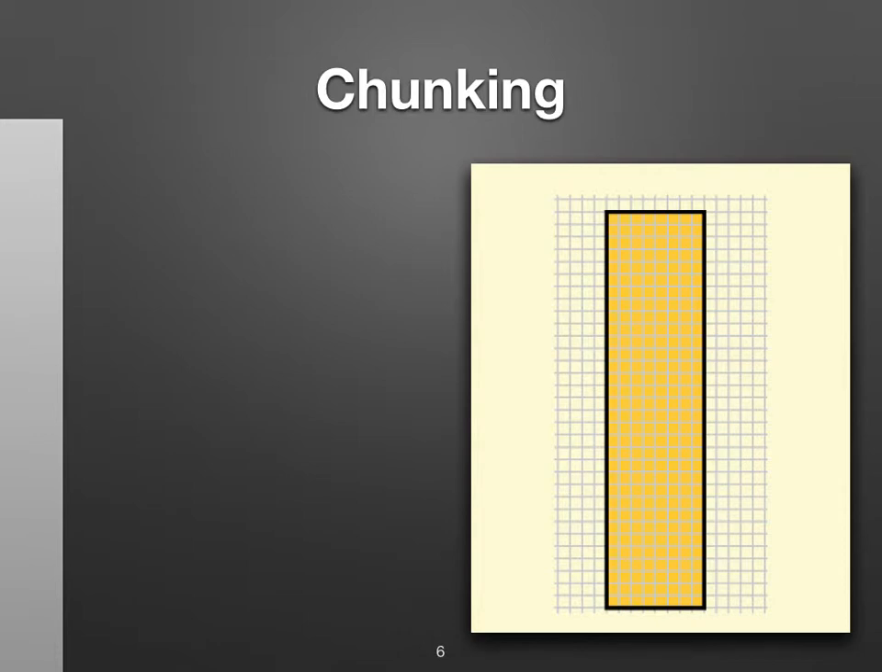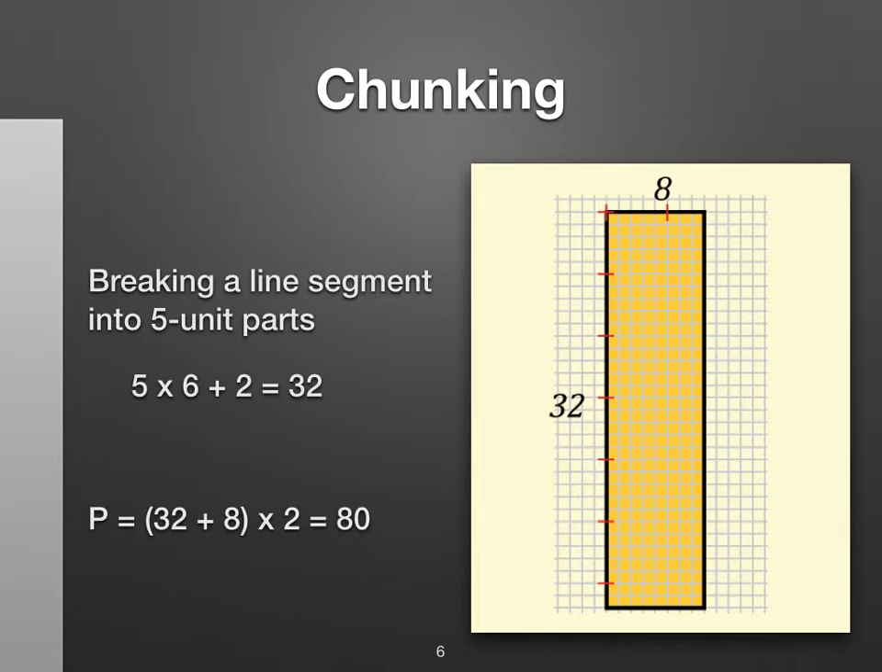Chunking. When the sides of a rectangle are too long to measure comfortably, students can break the line segments into smaller parts. This approach accelerates their work and reduces the number of mistakes.